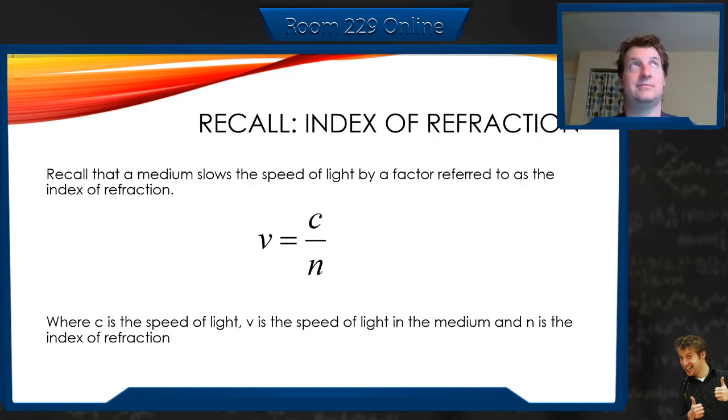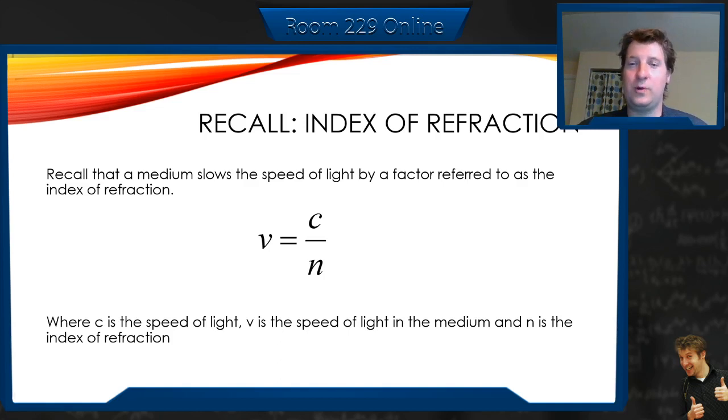For example, water is 1.33. So that reduces the speed of light by about 75%. So it slows it down to about 75% of what it would be in a vacuum, pretty much what it would be in air. Glass is about 1.5, so it reduces it to about 65% of the speed of light, and so on and so forth. So that's what we mean by index of refraction. Now, why do we care about index of refraction?